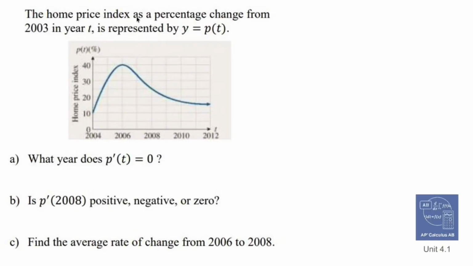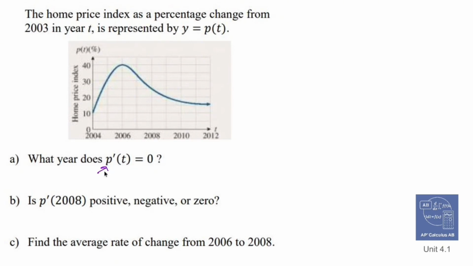The home price index as a percentage change from the year 2003 in year t is represented by y equals p of t. So we're given y equals p of t, this function where the home price index goes up and then peaks out and then goes down and levels out. What year does p prime of t equal 0?